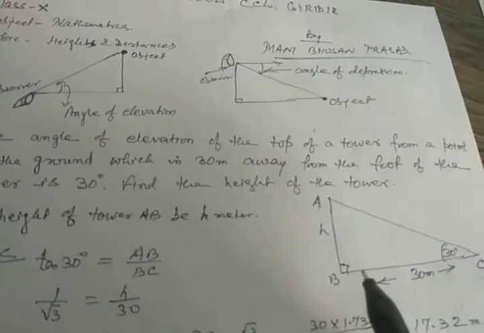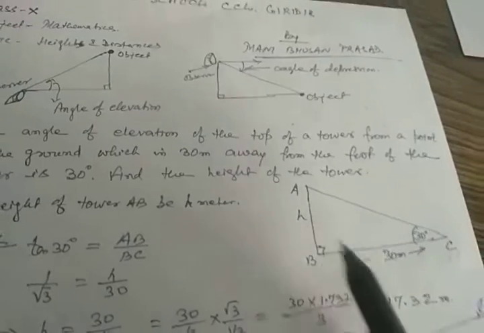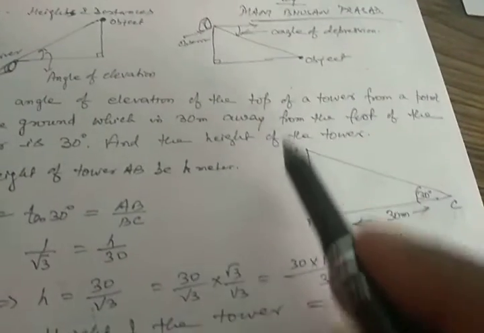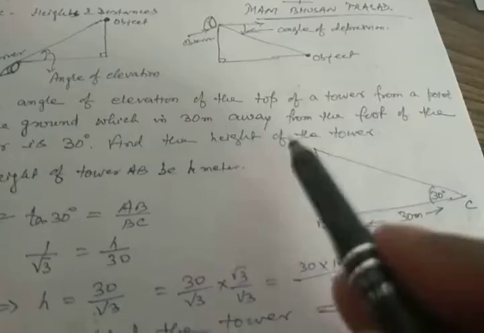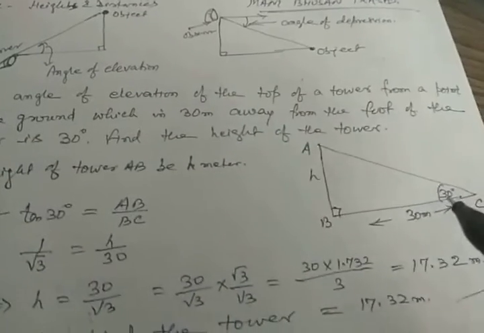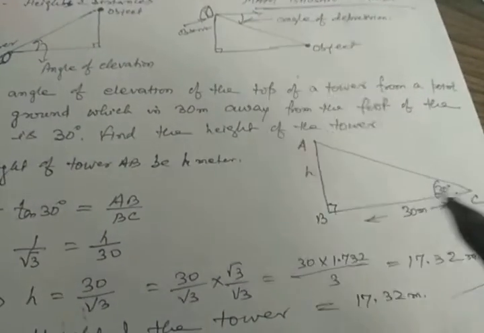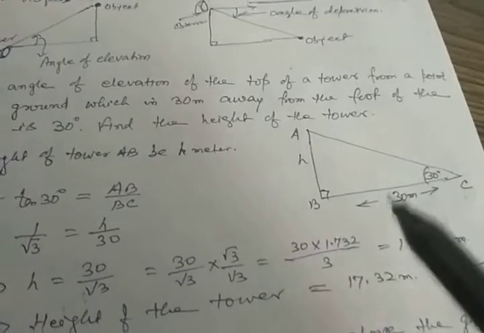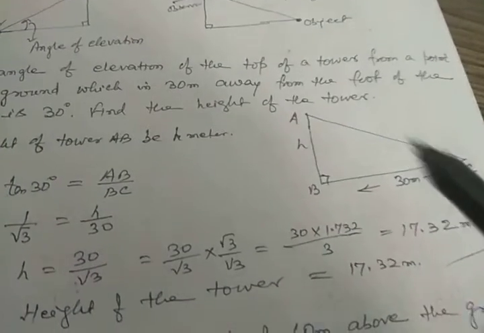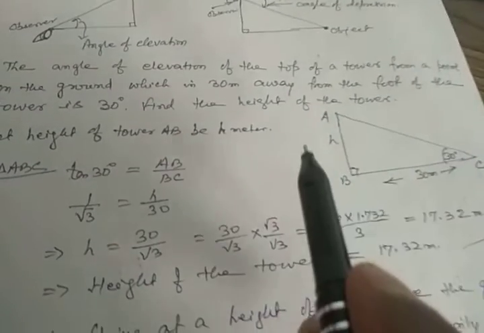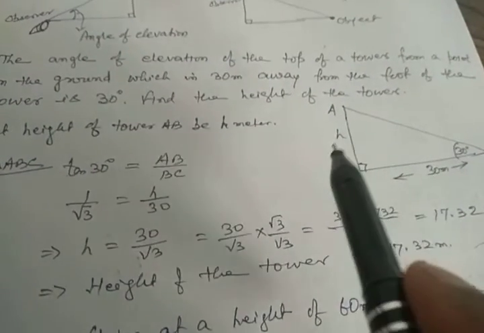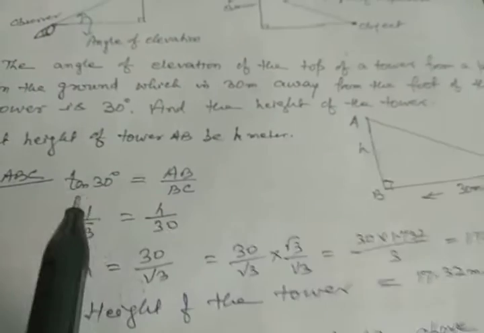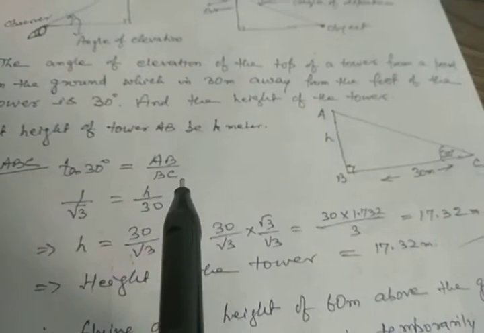Now you know very well that we assume the tower stands on the ground vertically, so this angle is 90 degree. Okay, so in this way it forms a right angle triangle. The angle here is 30 degree, and using trigonometry, it will be perpendicular, base and hypotenuse. So for tan 30, it means perpendicular by base, I mean AB by BC. So tan 30 is AB by BC.